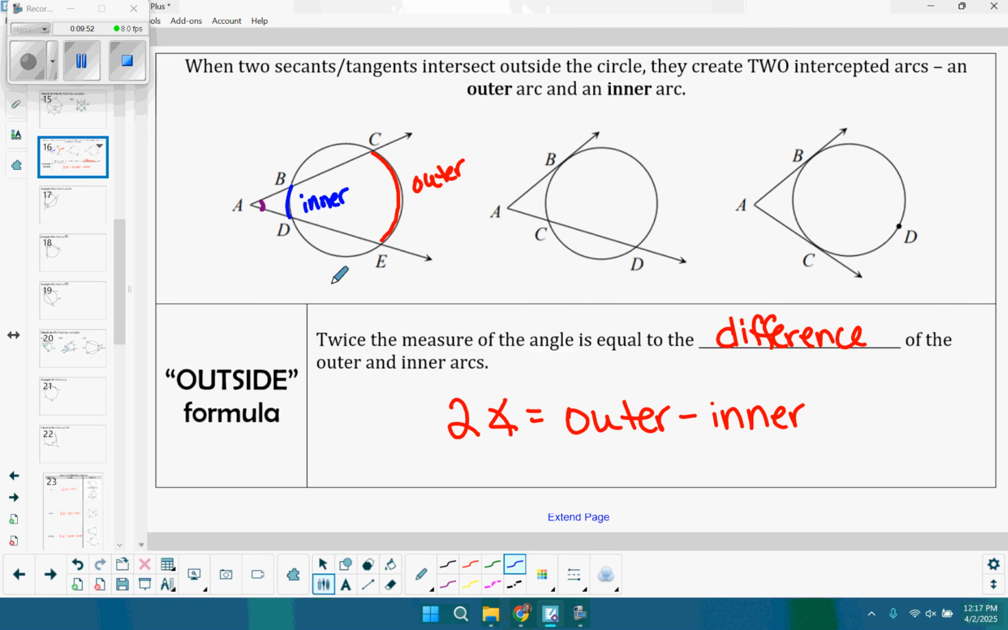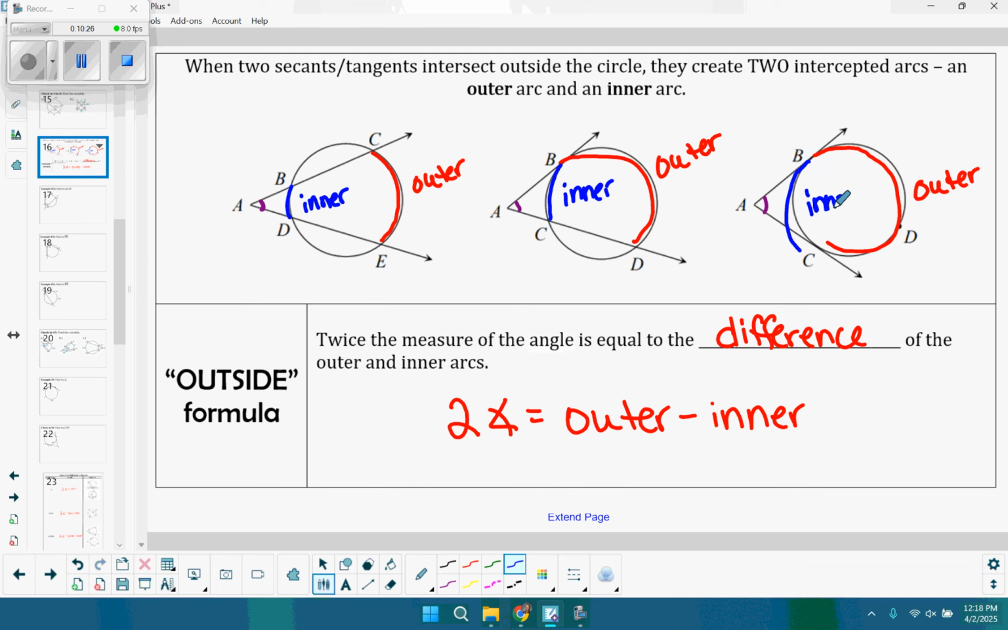We see that there are 2 unused arcs in that picture, and that's fine. If I'm looking at this picture with angle A, then this big arc here would be my outer arc. This one here would be my inner arc. And there happens to be another piece of arc that we're not using. Again, that's fine. In the third picture, we have our angle. This is our outer arc. And this is our inner arc.